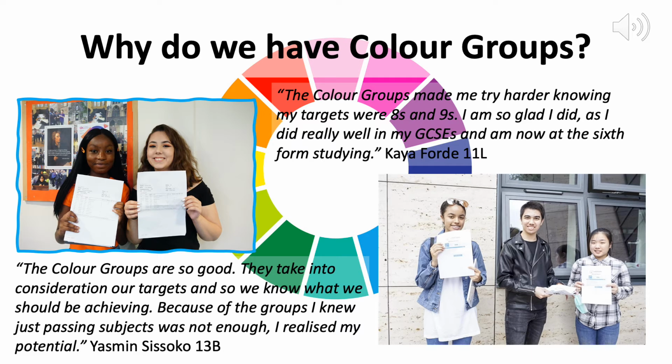They can be in any one of 10 colour groups depending on their predictions and their target grades. They can move up and down the colour groups, so it's really important they understand the power of them and what it means to be in each one.